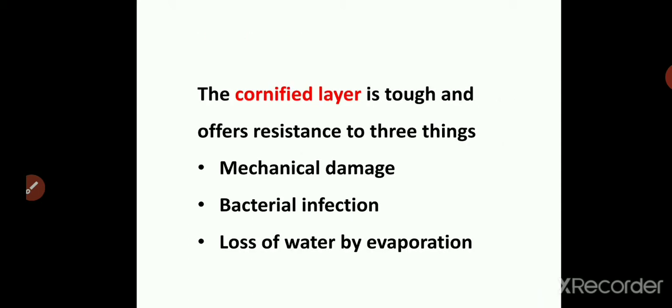So the cornified layer helps us in three major functions. That is, it offers resistance to mechanical damage, does not allow any mechanical damage to the inner living tissue, as it is already keratinized and becomes thick. Then it prevents bacterial infection. There is resistance to bacterial infection because it is impermeable, and because it is horny, it prevents the loss of water from the skin by the process of evaporation.